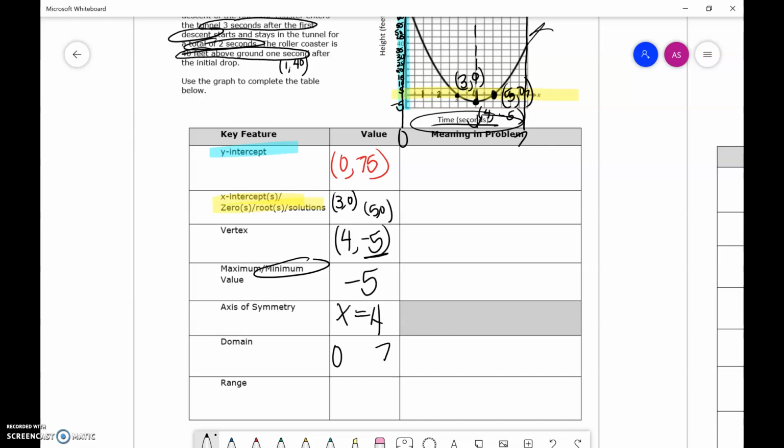This is continuous because this ride is going to continue from 0 to 7. So I'm going to have my inequality notation like so. Keep in mind, this is red. My x values are greater than or equal to 0 and less than or equal to 7.